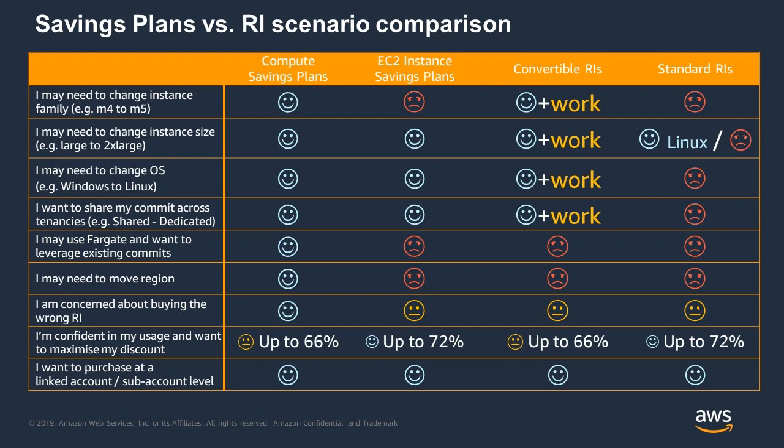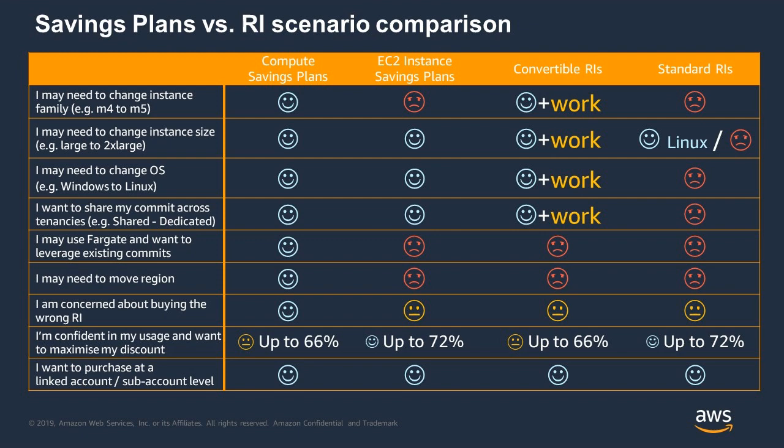However, with standard RIs, that only works automatically under a Linux operating system. If you ever need to change operating system into the future and still take advantage of the dollar commitment you've made, that works for Compute, EC2 Savings Plans, and also convertible RIs. If you need to share your commitment across tenancies, so across shared and dedicated, then again the first 3 options work. As mentioned, Compute Savings Plans also applies to Fargate, so there's an additional benefit of Compute.